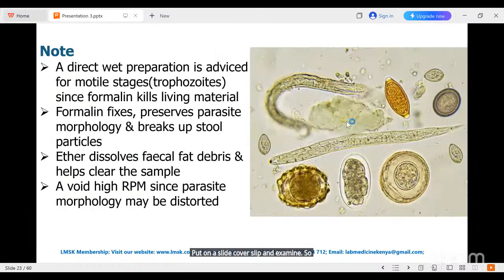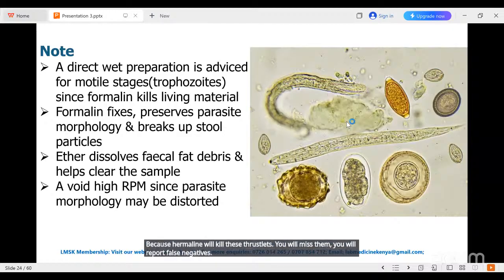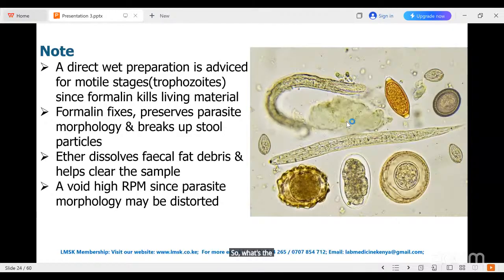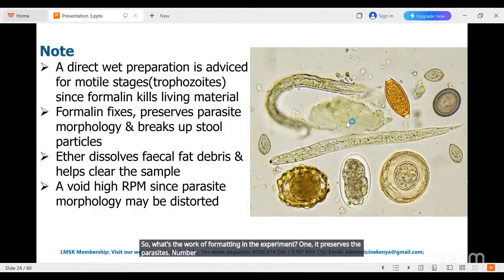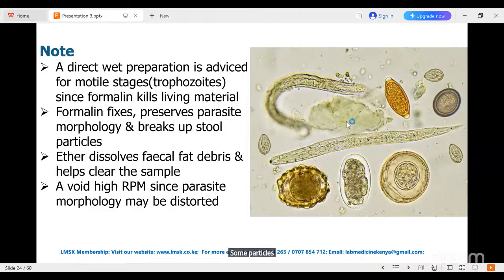So a note to make, a direct wet prep is normally advised if you are expecting trophozoites in the stool sample, because formalin will kill these trophozoites. You will miss them. You will report false negatives. So what's the work of formalin in the experiment? Number 1, it preserves the parasites. Number 2, it breaks up some particles. Ether dissolves fecal fats and also helps to clear the sample. Avoid high speed because it will distort some of the morphologies.